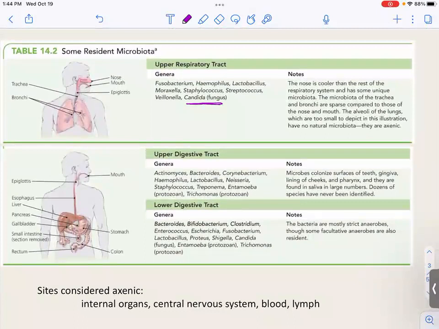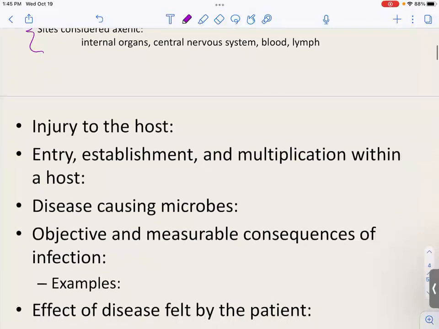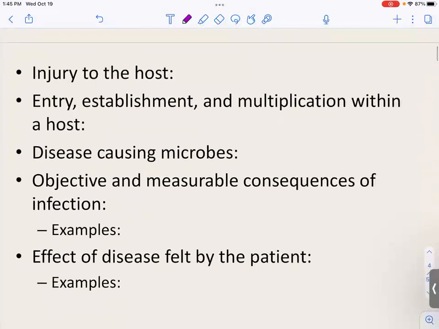Again, there's variation between people for sure, but there's certainly sites in our body that are considered axenic, meaning there shouldn't be any normal microbiota there. So places like our internal organs like our pancreas or our heart, our bloodstream, as far as we know, should be axenic. If there are organisms there, then that's a problem. They're causing disease. Okay, so let's start with some definitions.